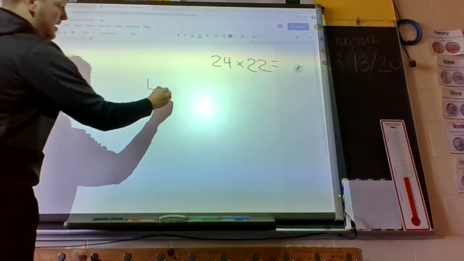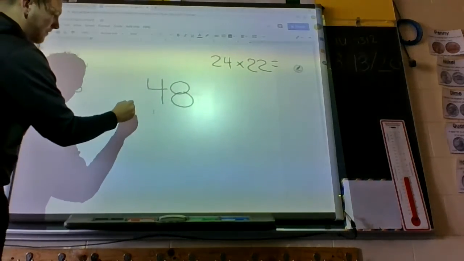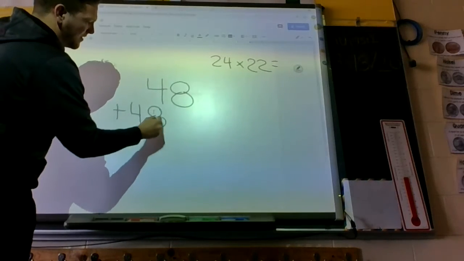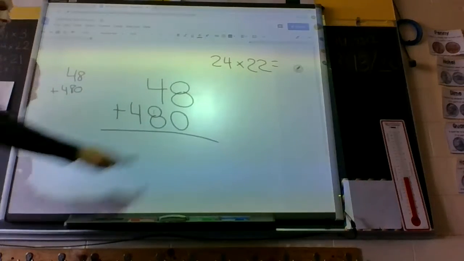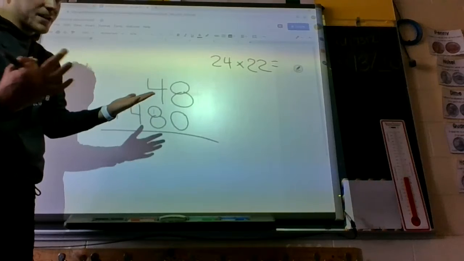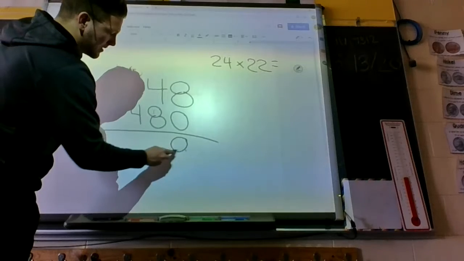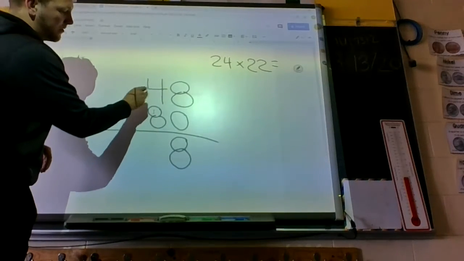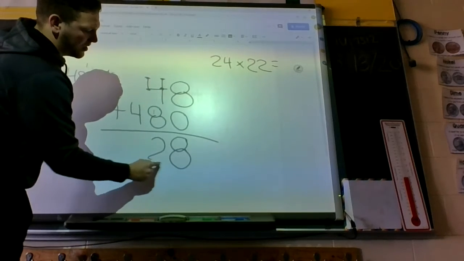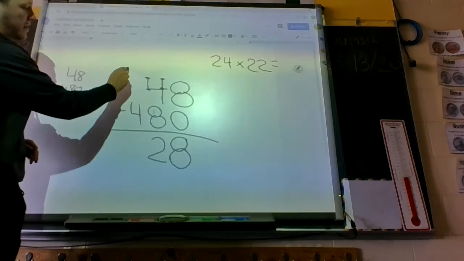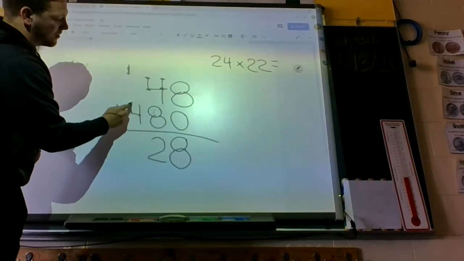So remember, we had 48, and now we're adding 480. And now we're adding, we're not multiplying anymore. So we do 0 plus 8. We have 8 things and we add 0 more. How many are we going to have? We're going to have 8. If we have 8, we can do touch points here. 9, 10, 11, 12. We put the 2 here. What do we do with that 1 in 12? We're going to carry it up here. Then we have 4 plus 1. 4, 5.